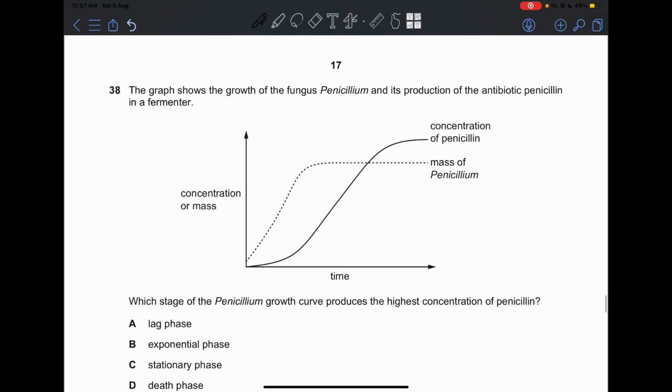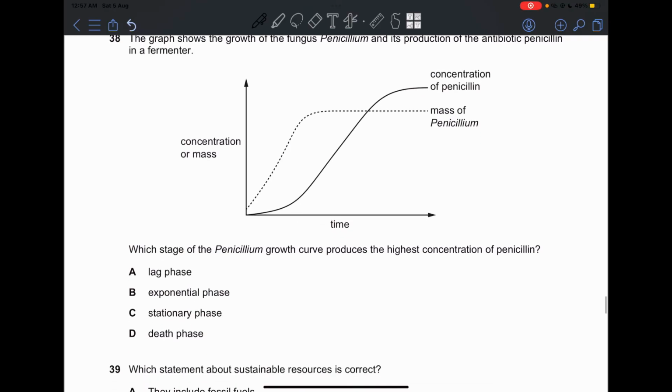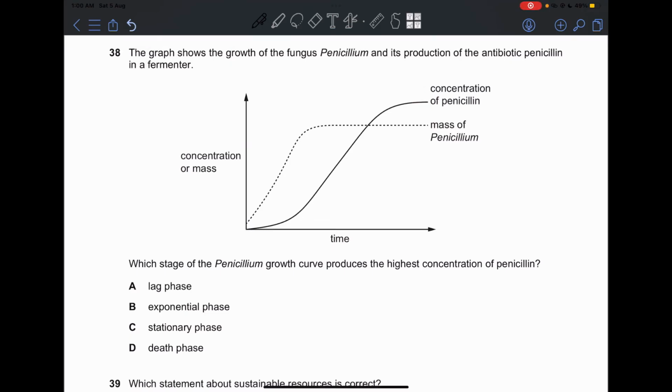38. The graph shows the growth of the fungus penicillium and its production of the antibiotic penicillin in a fermenter. Which stage of penicillin growth curve produces the highest concentration of penicillin? So actually we can see right here that the highest concentration was during the stationary phase over here in this area. So our answer is going to be C.